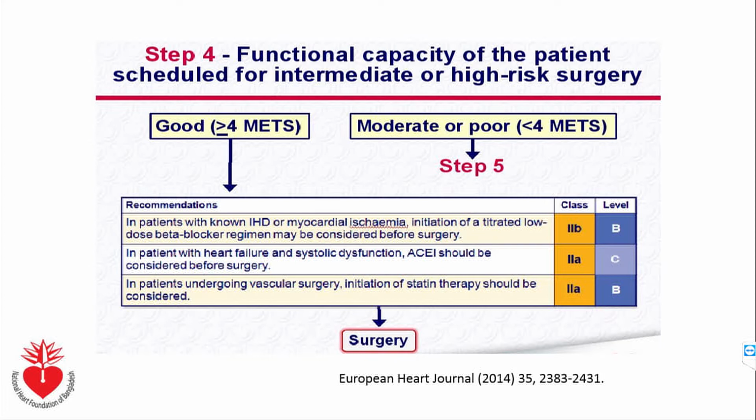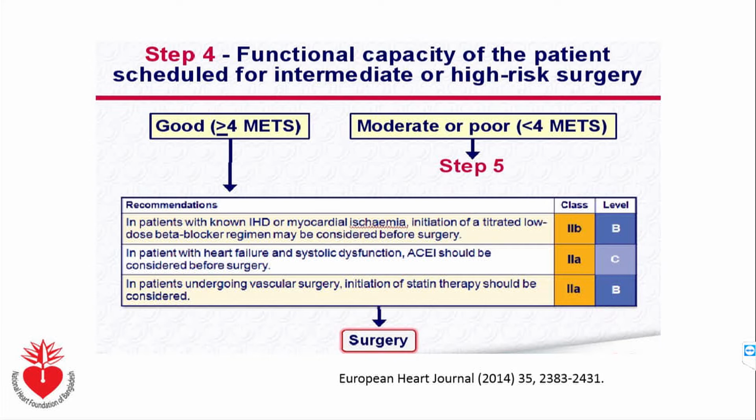And the stairs must be 20-step stairs, low step stairs, or the patient can walk up to 4 blocks in a lowland area, then it is 4 METs. If the patient has 4 METs and is undergoing intermediate or high risk surgery, then the patient should be on a statin for vascular surgery and on guideline-mediated treatment for heart failure, and the patient can move to the surgery.